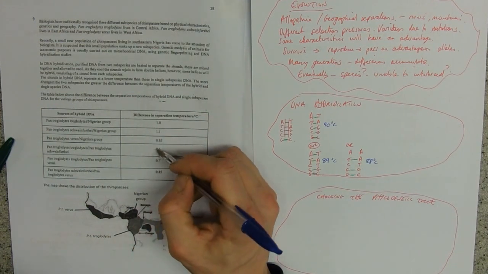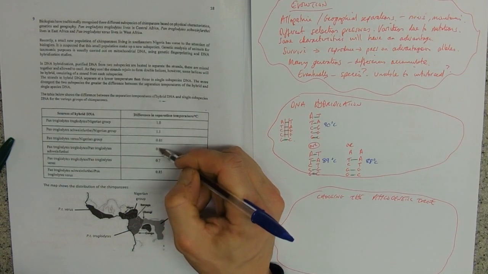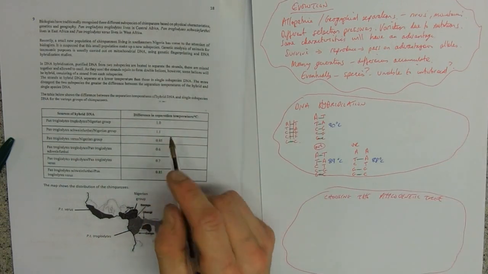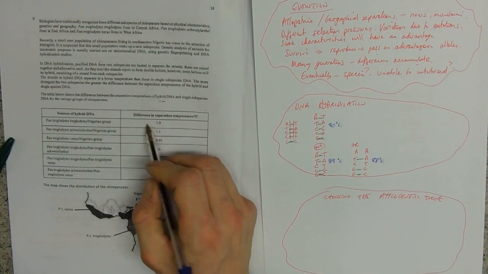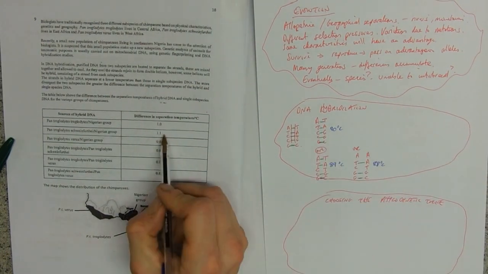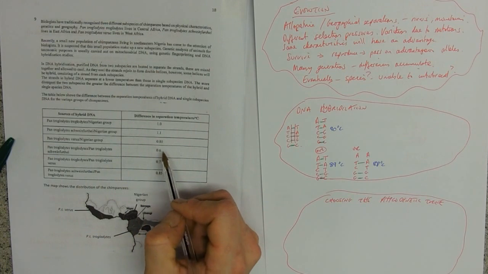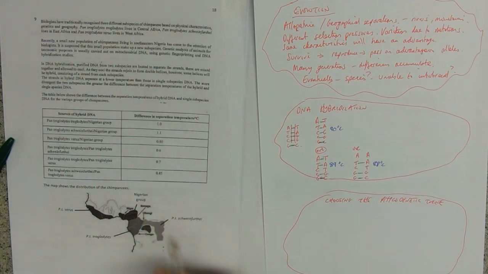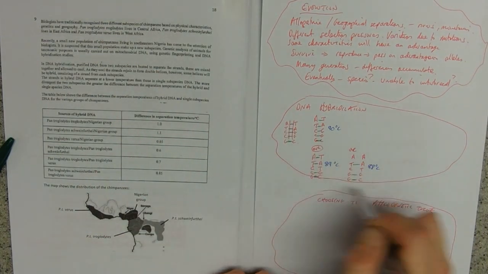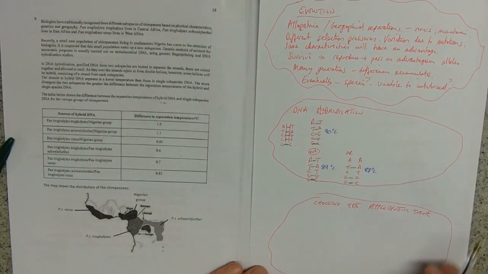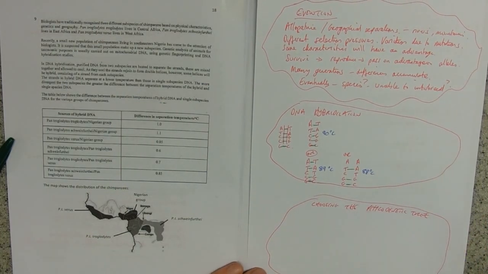So on here, closely related would be these numbers here, kind of 0.6. Bigger difference between these, 1.1. So that's the biggest difference. So that's our DNA hybridization. You just put that into words and diagrams.